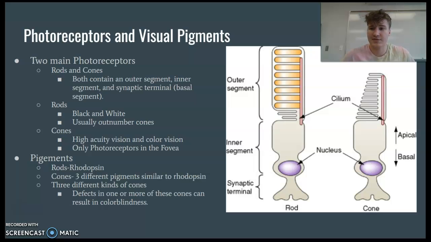But there's 3 different kinds of cones in that same respect: red sensing cones, green sensing cones, and blue sensing cones. And if you have a defect in one of these, you could actually have color blindness. I actually have red-green color blindness, so I likely have a defect in my red and green sensing cones.